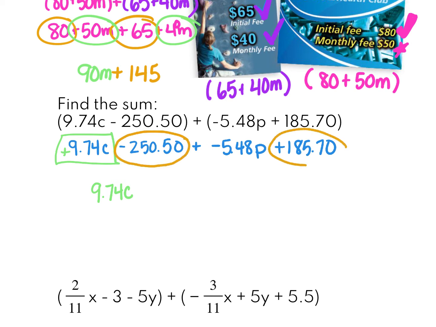I have a negative 250.5. This is also a constant right here with 185.7. When I add those together, make sure you're taking note that this one is negative. You get negative 64.80. Again, I just like to put the constant at the end, but the commutative property says we can do it anyway. And then I have a negative 5.48P. I could also have a plus sign there too. It doesn't change the value.